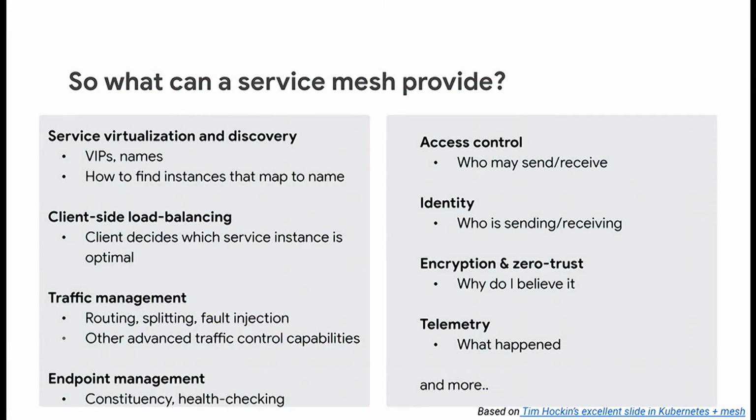So this is a slide from Tim Hockin, who's one of our leads for Kubernetes. He presented this at KubeCon just a few days ago. And what does a service mesh really give you? It gives you a bunch of things, or it should give you a bunch of things. One is that it virtualizes the service, which means the service has a name, the service has an IP, which also means you need a way to go discover these services.